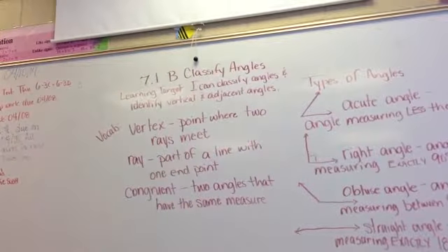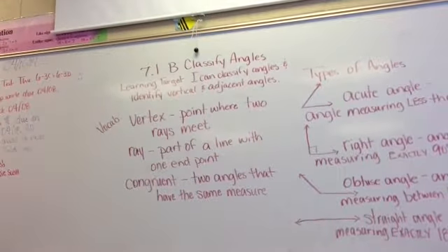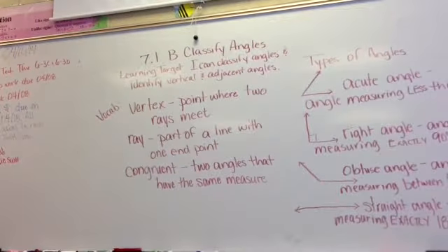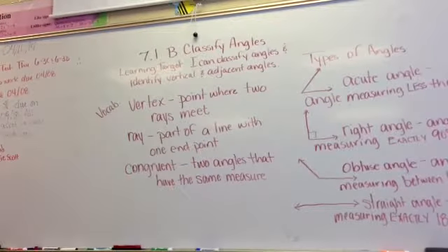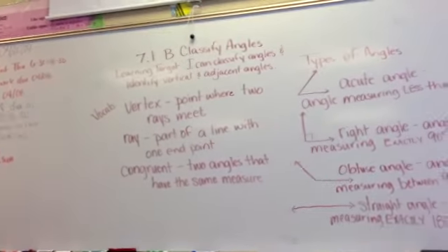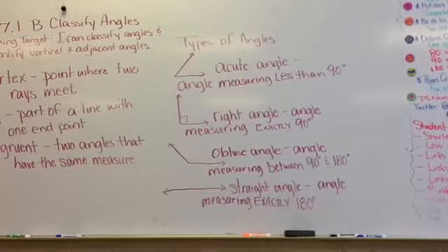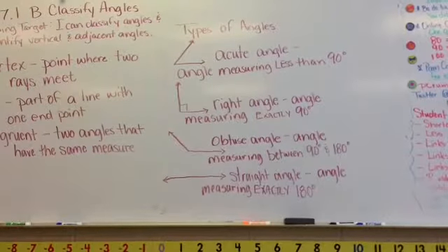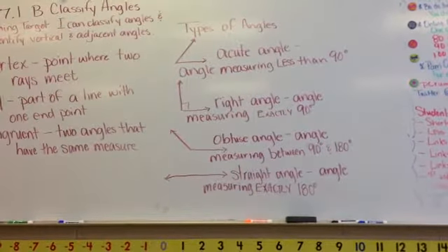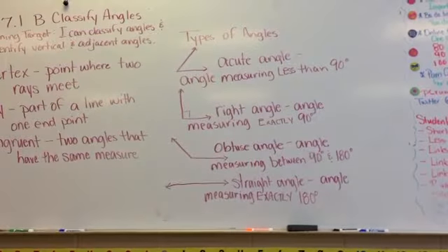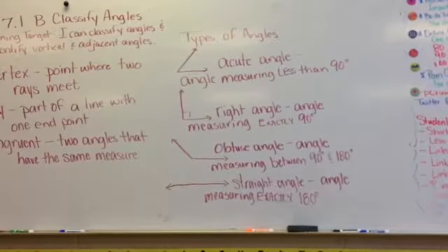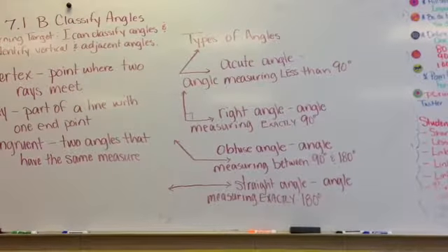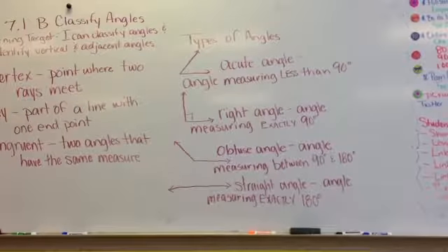Now we're going to be talking about several different types of angles. First off, we're going to talk about acute angles, and I have an illustration there for you. An acute angle is an angle that measures less than 90 degrees. A right angle is an angle that measures exactly 90 degrees. An obtuse angle measures between 90 degrees and 180 degrees. And a straight angle is an angle measuring exactly 180 degrees.